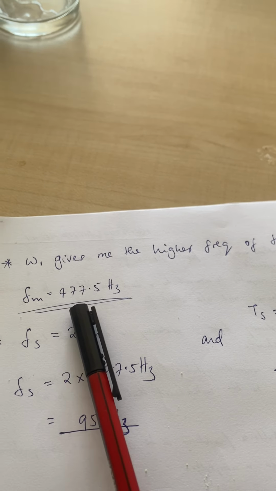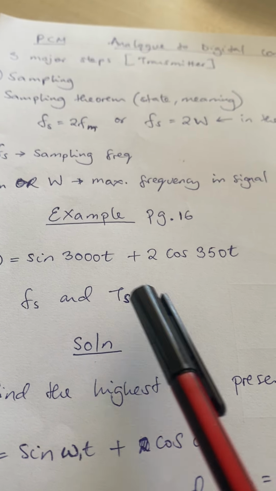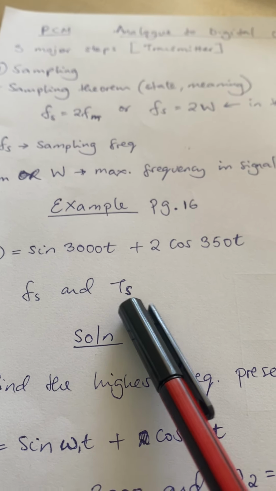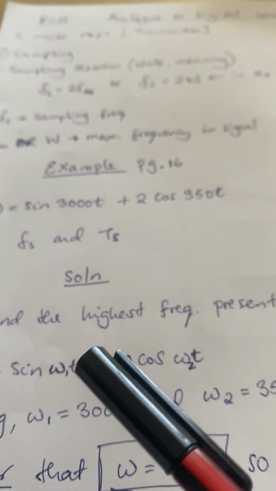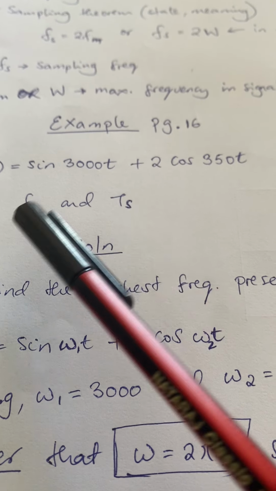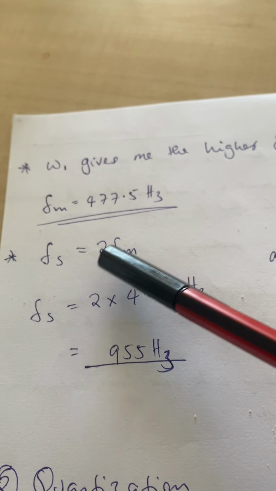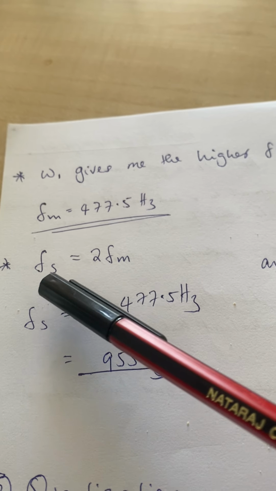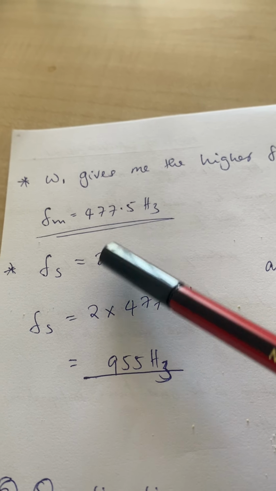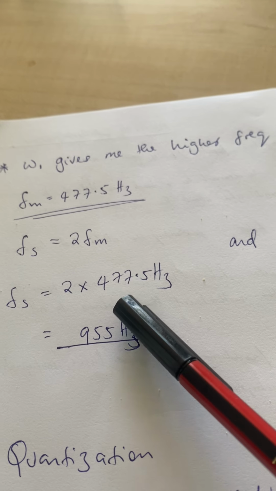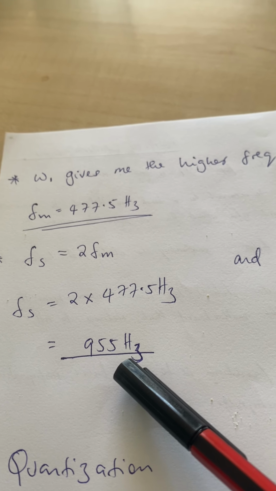Now I've been asked to find the sampling frequency and sampling period. If we're talking about sampling, these are the two most important parameters, Fs and Ts. For me to find Fs, I'm going back to the equation which says Fs is equal to 2Fm, and I already have Fm here. So I simply replace my Fm and multiply it by 2. So this is the answer.